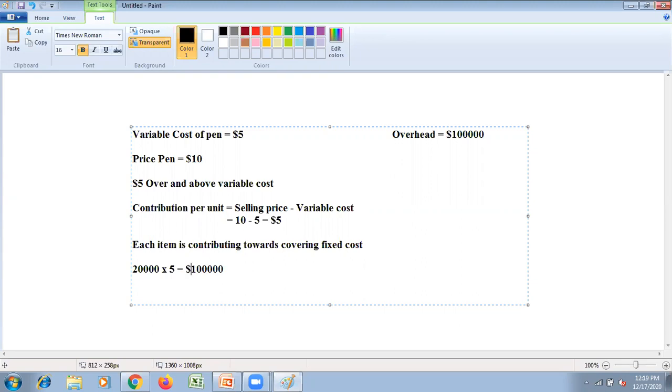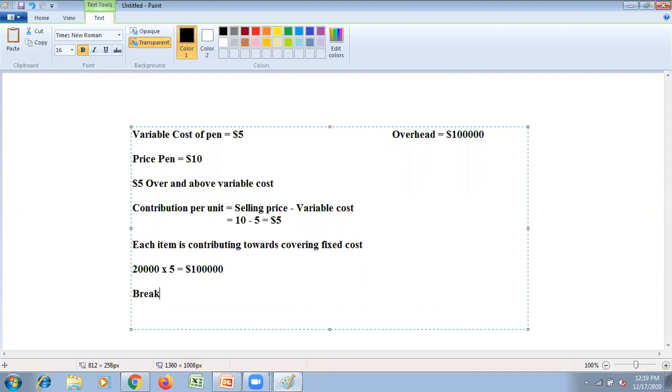Now it means if you keep on selling your products and you do not consider your overhead first, by the time you reach 20,000 units you will be able to cover all your fixed costs as well, because 20,000 into 5, where 5 is the contribution per unit and 20,000 is the number of pens you sell, gives 100,000. So the overhead is now fully covered.